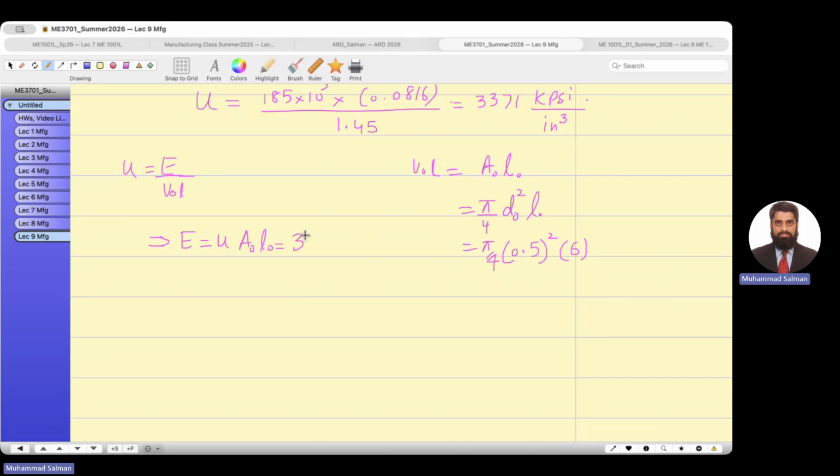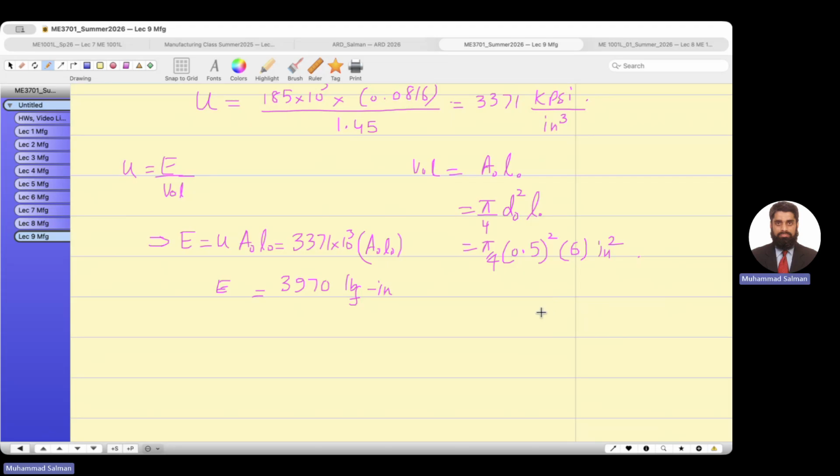And U is 3371 times 10 to the power 3, times this volume. What do you guys get? Do you get 3970 pound inch? Please confirm this. This is an inch square.